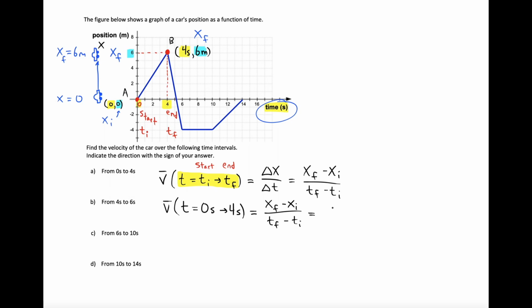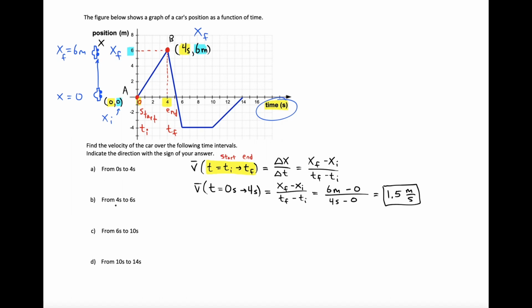Okay, so we're going to need 6 meters minus 0, and then we'll divide by 4 seconds minus 0. This gives us 1.5 meters per second for that first leg of the trip. Now we want to change our time interval to starting at 4 seconds and ending at 6 seconds.